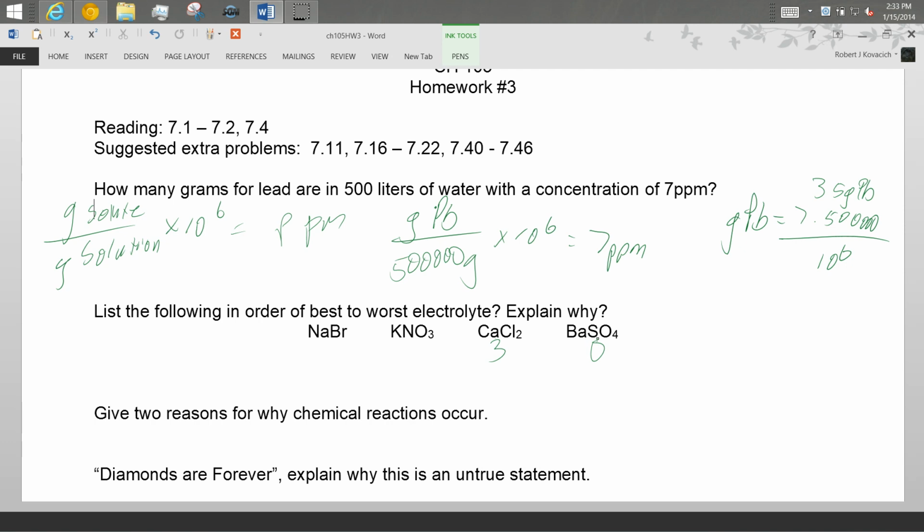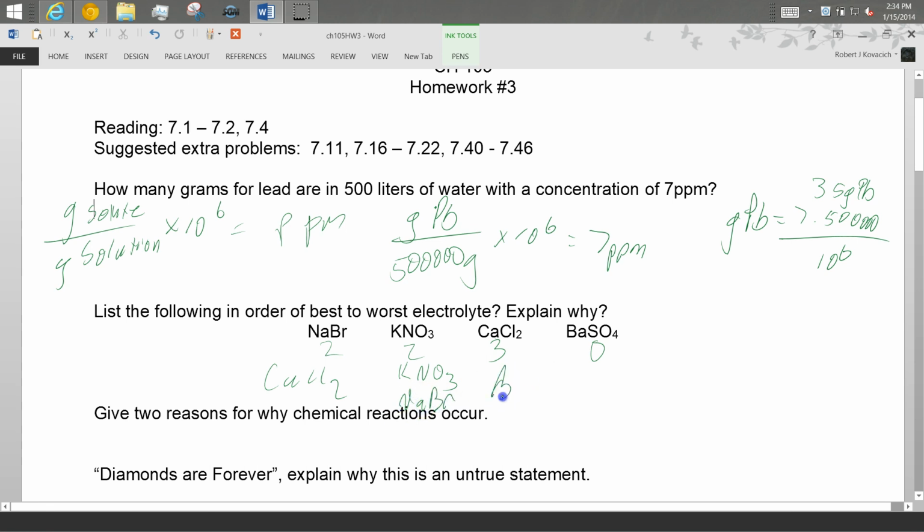And then the other two? They're tied. They both break up into 2 pieces, so there isn't anything different about them other than the fact that they're different molecules, but they both have 1 positive ion and 1 negative ion. So I'd write calcium chloride, and then maybe potassium nitrate and sodium bromide tied, and then barium sulfate last.